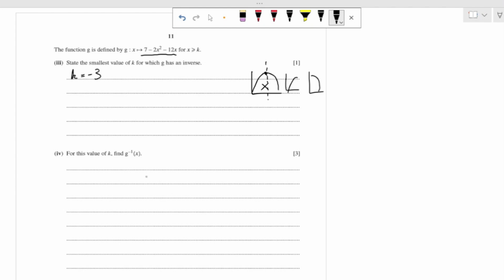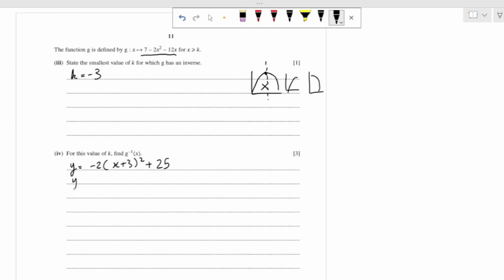Part 4. For this value of k, find g inverse x. Alright, so y equals minus 2 (x plus 3) whole squared plus 25. Basically, instead of g(x), I wrote y equals, because we're going to rearrange it for y and then find the inverse. And instead of writing 7 minus 2x squared minus 12x, I wrote the completing the square form, because this equation and the initial equation for f(x) are actually the same.